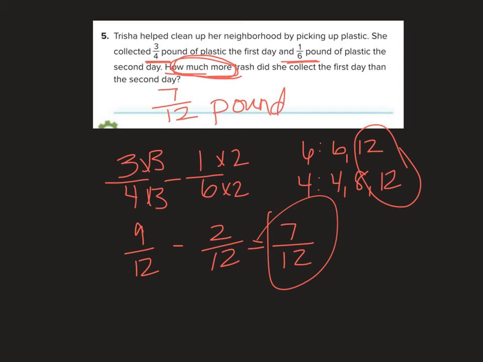How much more trash did she collect? Well, I would not be calling plastic trash. That is recyclable. Let's just do 7/12 pound of plastic, because why not? Let's be specific here. Okay, let's try another.